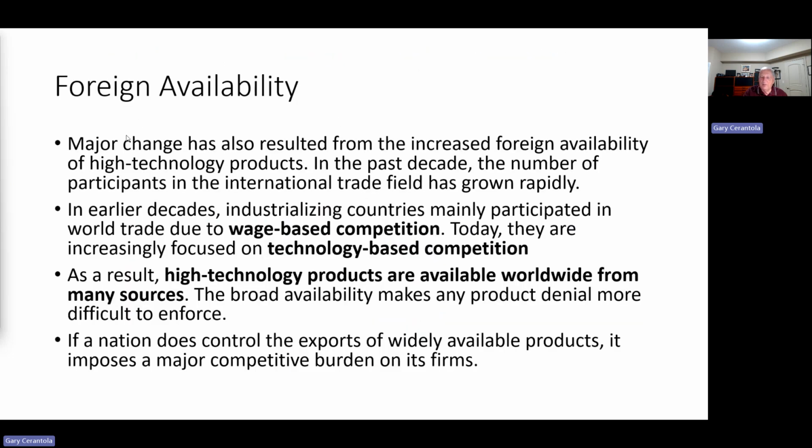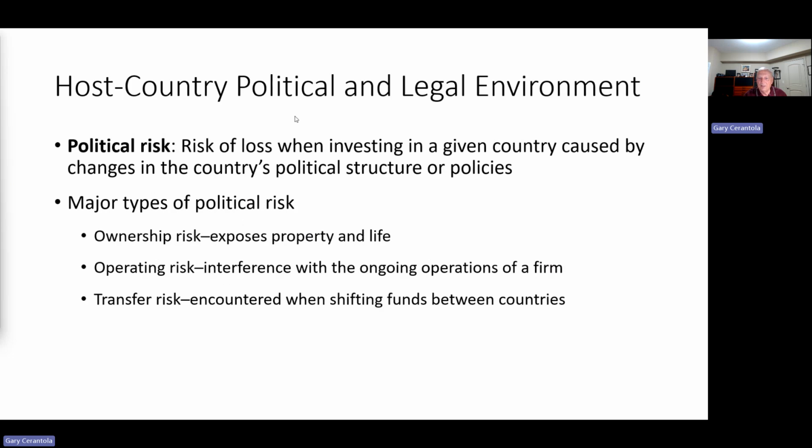So foreign availability: a major change has also resulted in increased foreign availability of high technology products. In the past decade, global trade has really grown. In earlier decades, it was all about wage-based competition. But where are we today? We're with artificial intelligence and robotics, 3D printing. You can do a lot in your own home territory now, and compete against these lower wage types of companies. So high technology products are available worldwide from many sources in today's world. So that's where you need to look at it.